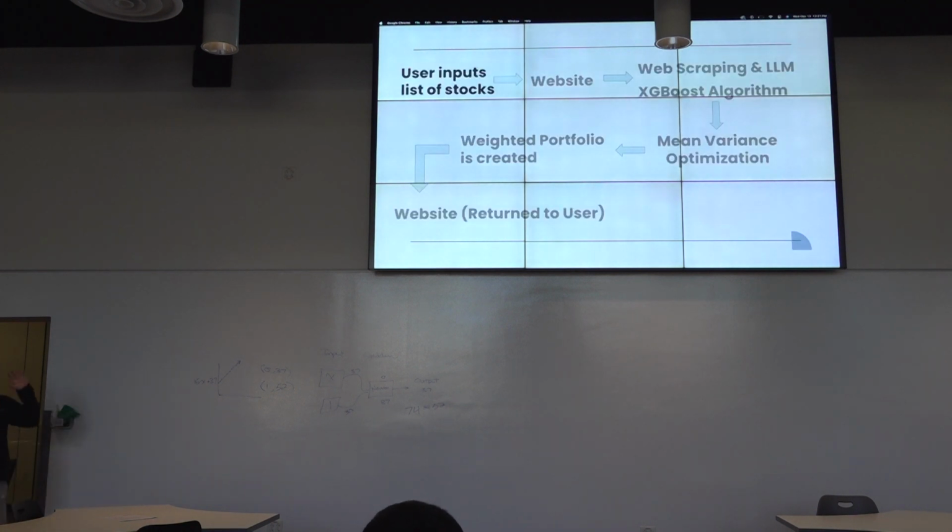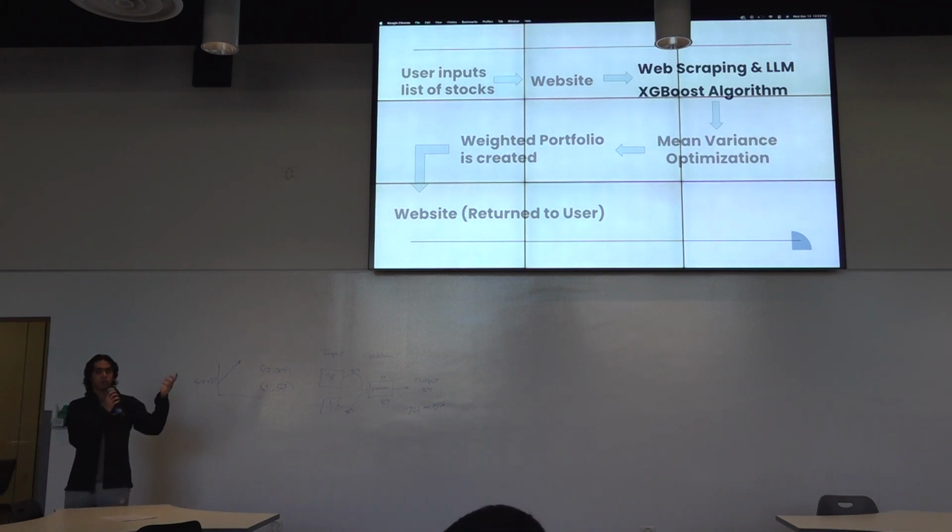So here's kind of the workflow of our algorithm. First, on the website, the user is going to input a list of stocks that he wants to optimize for. Then from the website, which is the front end, this is where the user is going to interact with our algorithm. The list of stocks is going to be sent to the back end. So this is our first stage of AI, which is using web scraping and LLM.